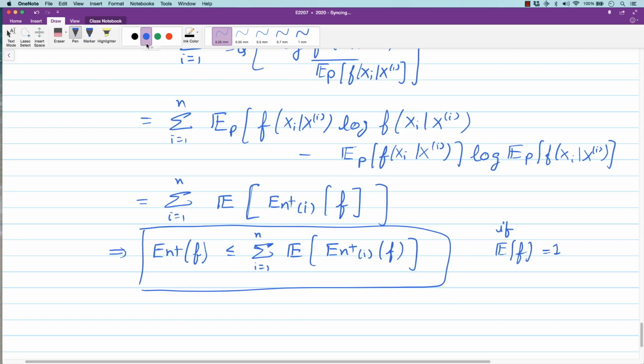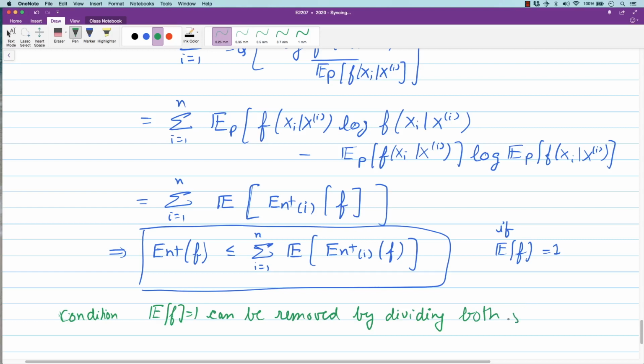And therefore, this condition can be removed by dividing both sides with the expected value of f. It's a non-negative function, so we can do that. Okay, so this is something that we will retain from this lecture.